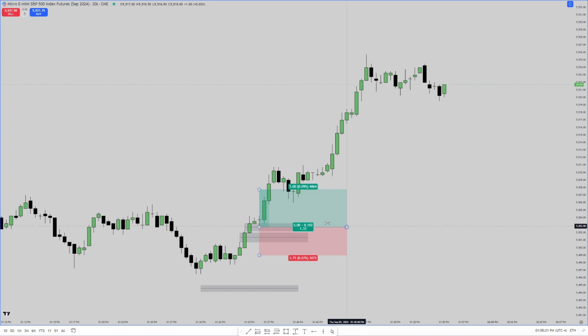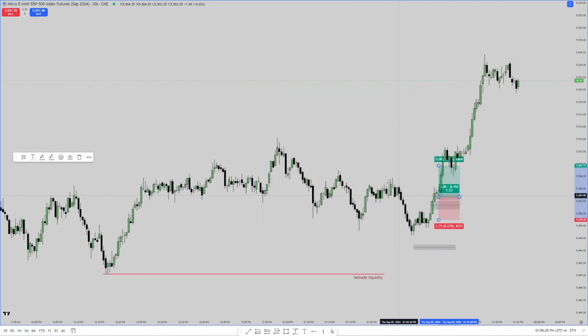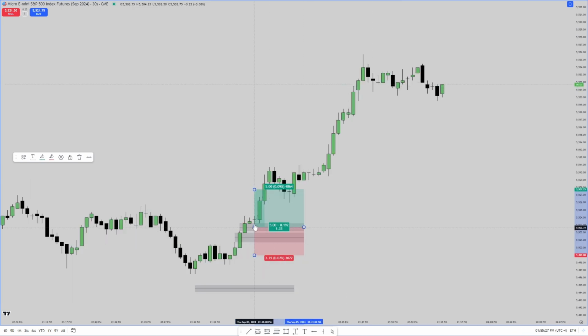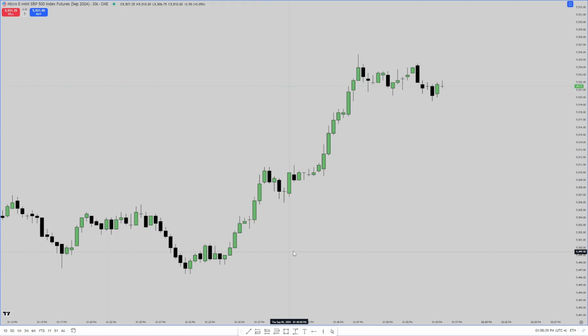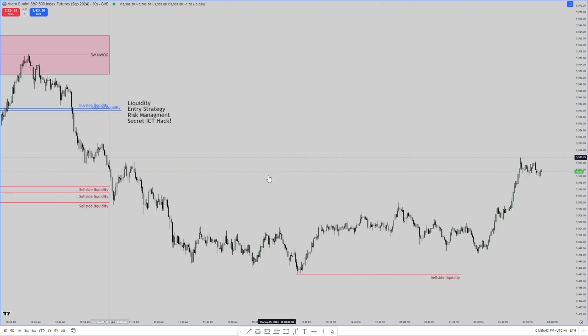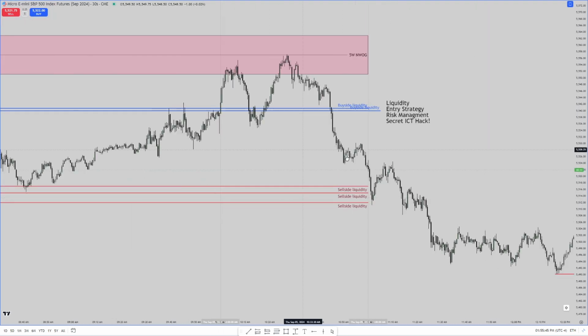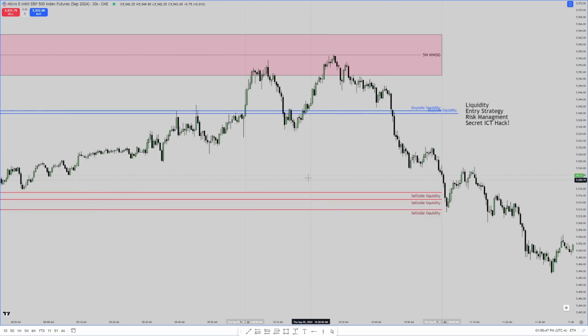Every hour it works if you have a draw on liquidity. If you are looking for higher prices and you see that fair value gap and it's within that window, that's a beautiful entry, wonderful entry. So there's a little secret, a silver bullet trader ICT hack. But that's essentially what I wanted to cover today in this video.